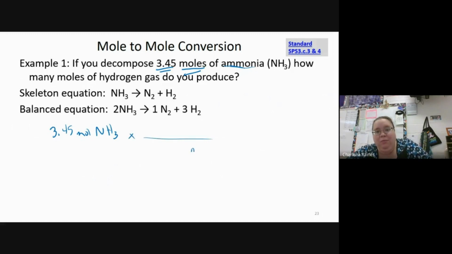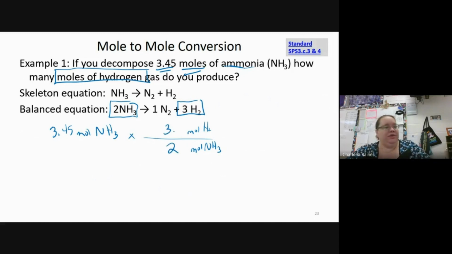Since I started with moles of NH3, it's got to go on bottom, because what I'm getting rid of always goes on bottom. For this problem, I'm trying to find the other unit, moles of hydrogen. So moles of H2 go on top. That means for this problem, I am only focused on these 2 pieces of the equation. My coefficients have to go beside their substance. So NH3 is going to get a 2, H2 gets a 3.